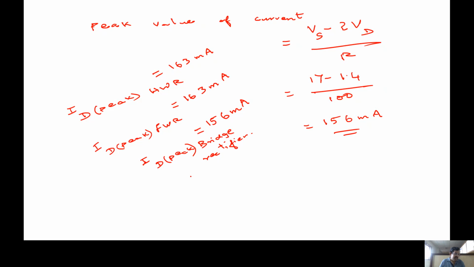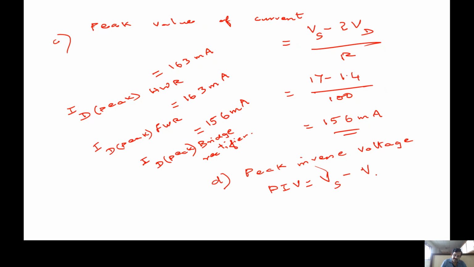Now the final thing, we have been asked to calculate the peak inverse voltage. This is my peak inverse voltage. The PIV is given, as we have seen already in yesterday's class, as Vs minus Vd, and this will be 17 minus 0.7, and we will get 16.3 volt.